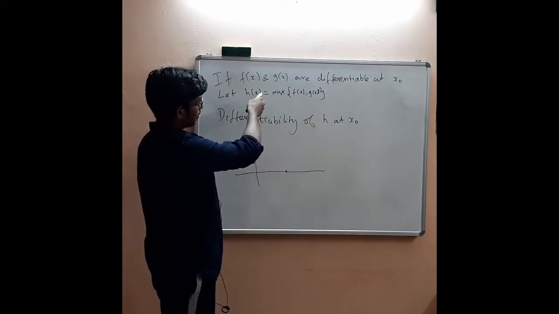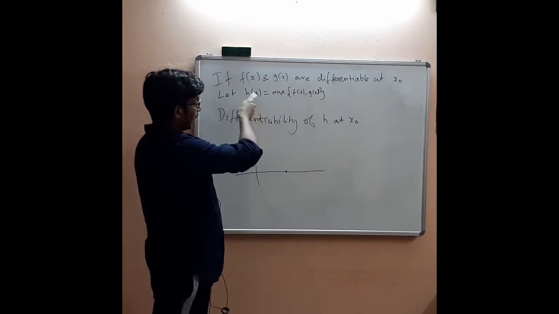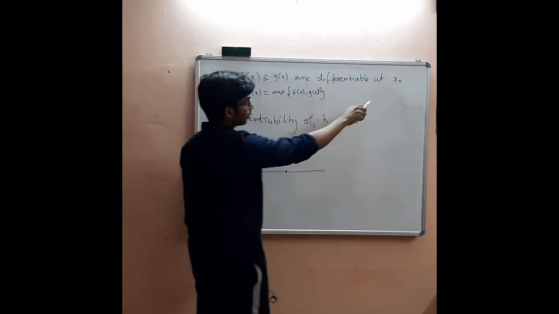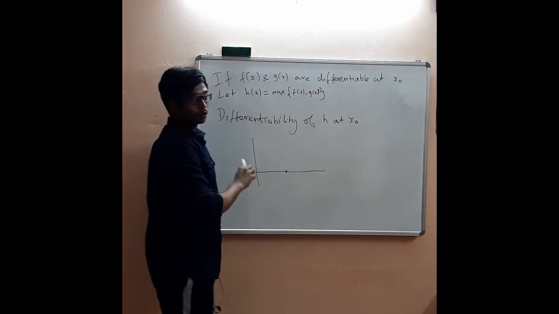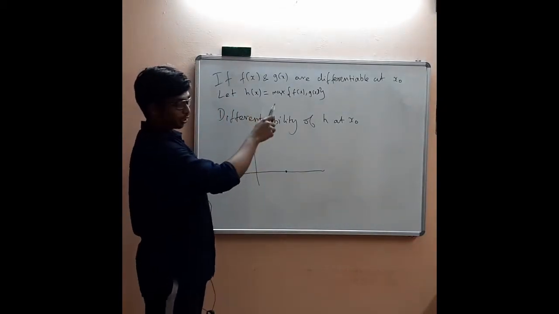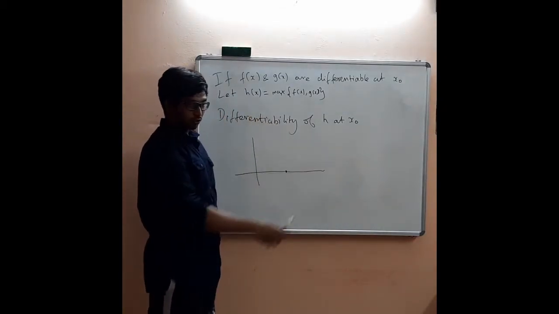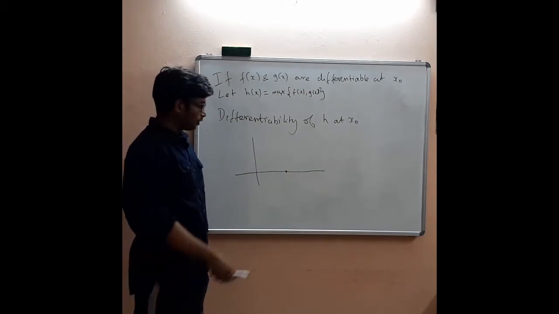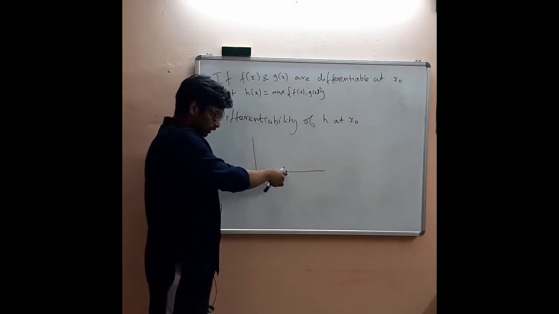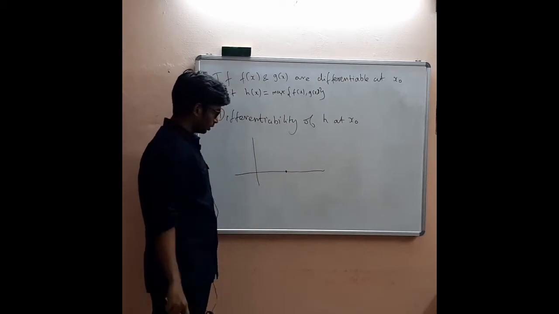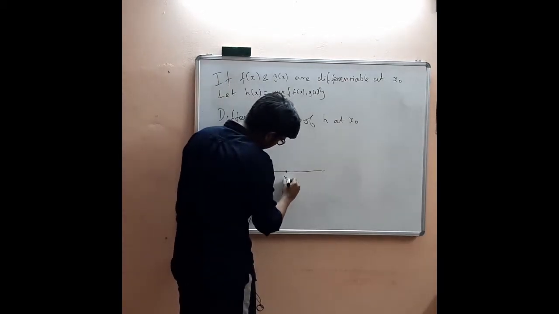It's only given that f and g are differentiable at x naught. We don't know about the differentiability of f or g at other values of x. We only know that both f and g are differentiable at x naught. Let me name this as x naught.